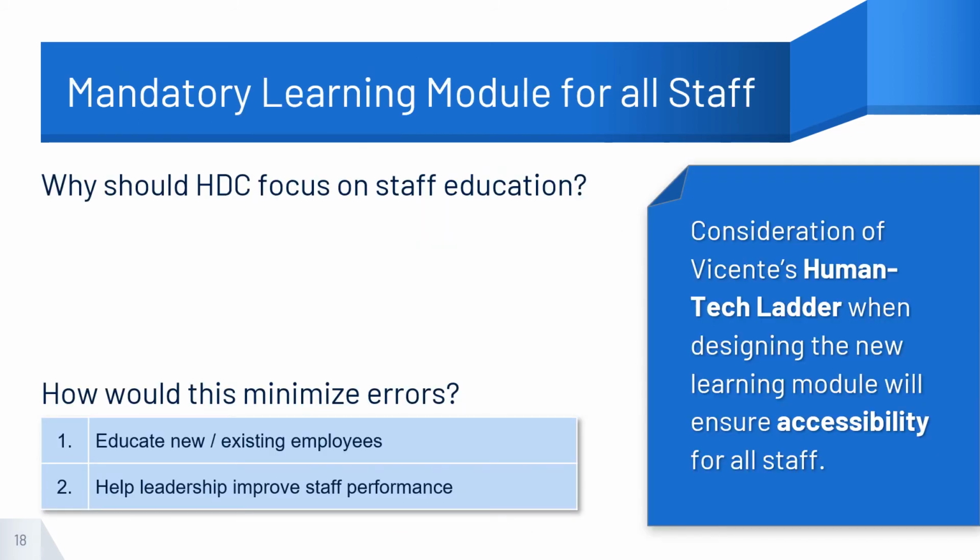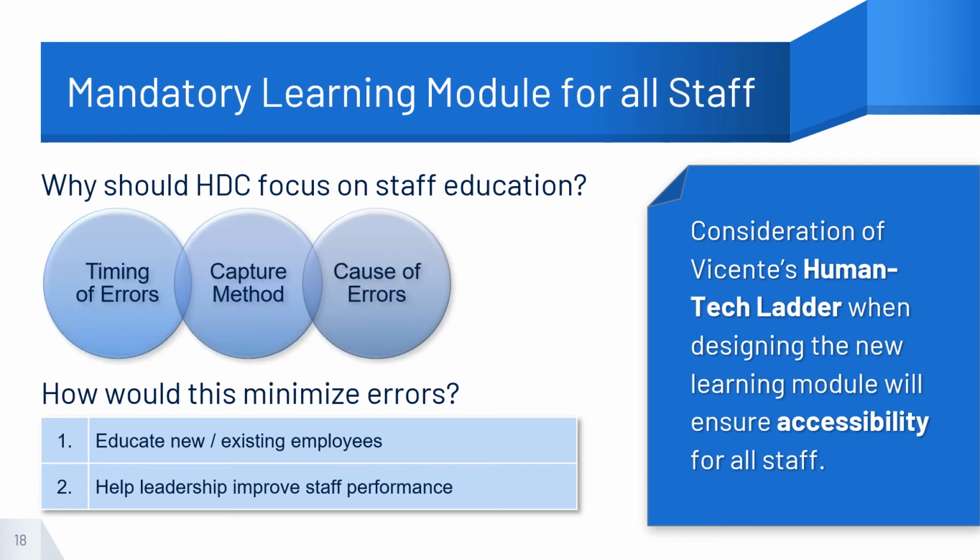Another human process solution would be to introduce a mandatory learning module for all staff. Focusing on staff education will address timing of errors, errors specific to capture method, and cause of errors. At SEIH, email collection errors peak at 42 in August when new staff are hired and seasoned staff are on vacation. We also notice that 27% of errors occur in person during registration, and 29% of errors are typographic.